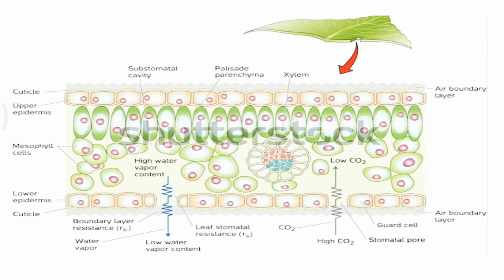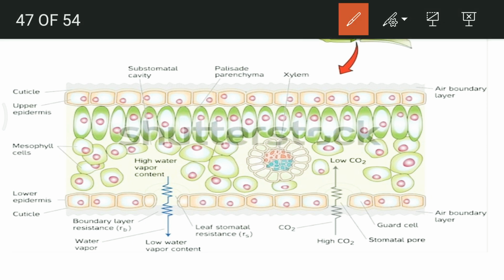Now, this is a structure of a leaf. One fragment or one small portion of the leaf is cut, and that is seen under the microscope. You can see different areas. We will start one after another. We will focus on the cuticle at first. Cuticle is the upper thicker layer of the leaf and it has a waxy coating over it.